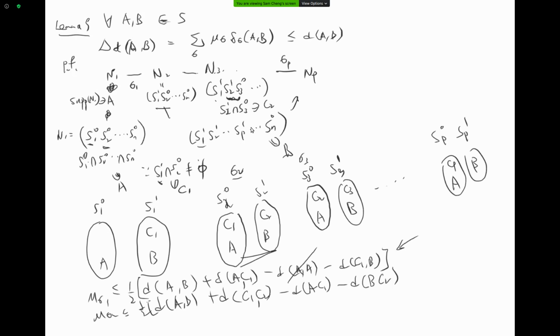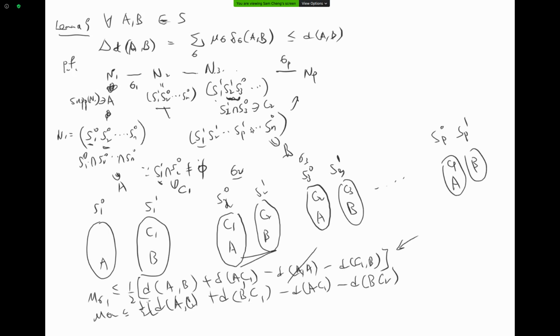I don't want to mix these two here. I have a choice here, like A, B, and C1, C2. But I want to pick A, C2, and B, C1. Because you see, if I do that, I can have some cancellation as I add all the left hand side terms and also the right hand side terms.